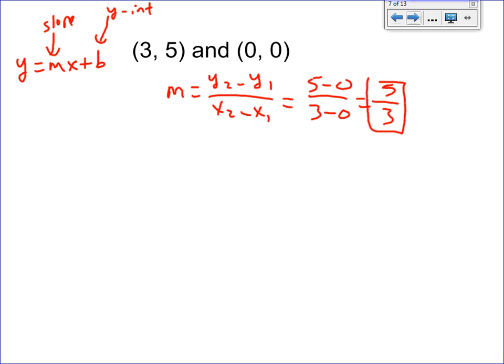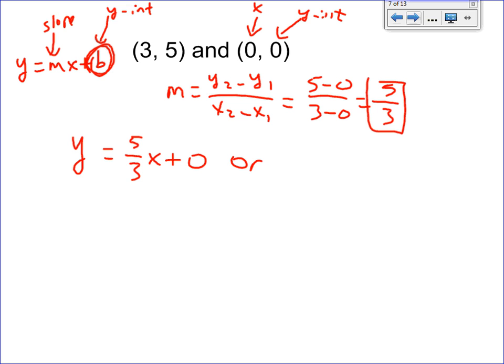Can I figure out my y-intercept? That's what I need to ask myself. Well, remember that the y-intercept is when the x equals 0. And we have that right here. Here's my x value, x equals 0. So then this must be my y-intercept. So y equals mx plus b, 5 over 3x plus 0, or y equals 5 over 3x.